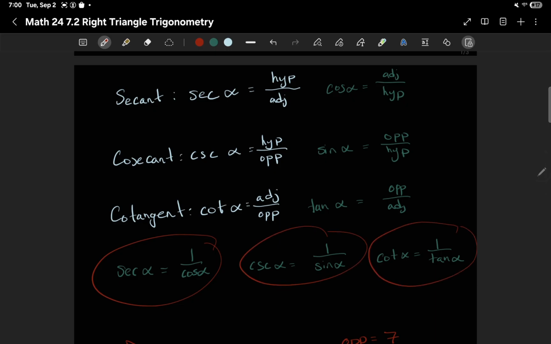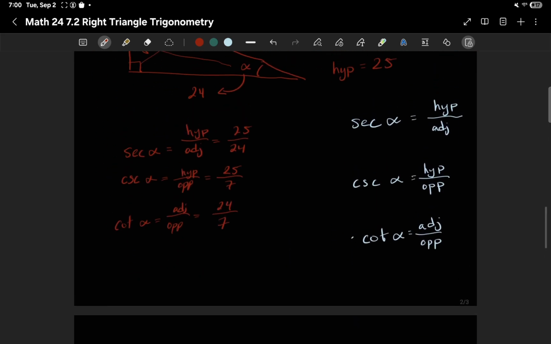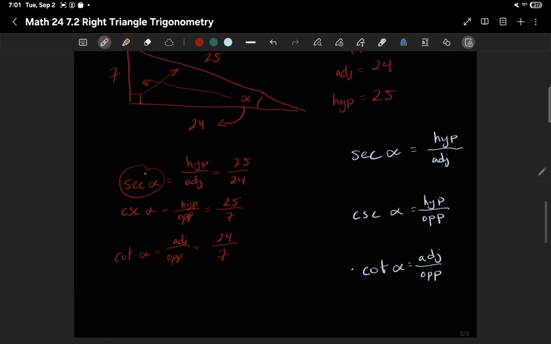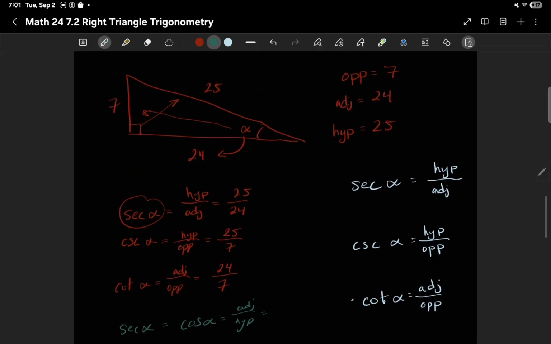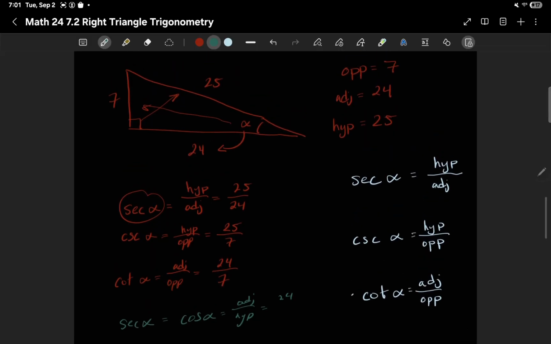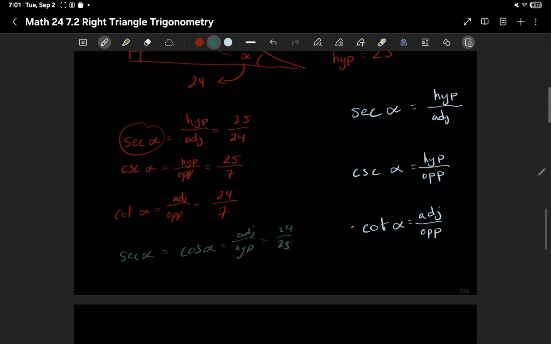That way, if I'm looking for secant of alpha, so let's say I didn't know that, and I wanted to find secant of alpha, I know that it starts with this S, so I know I can just find cosine of alpha, which I remember to be adjacent over hypotenuse. So if I were to fill that in, that would be 24 over 25. And then just flip the fraction after.